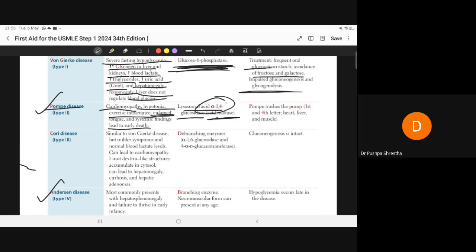So you have one heart, four chambers, alpha 1,4 glucosidase deficiency. This is it for Pompe's disease. Okay, then you have Cori's disease.